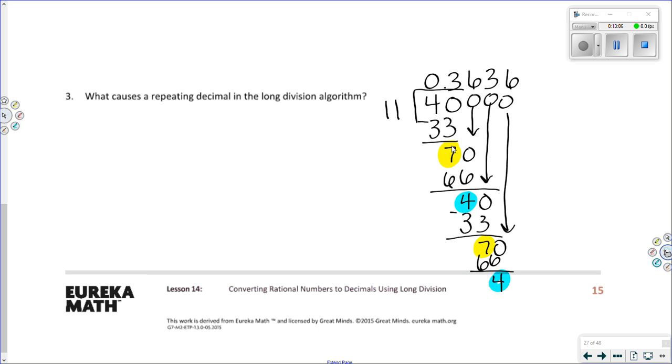The pattern of the subtraction is what creates that repeating decimal. Because when we have that pattern happen over and over and over, we end up with a pattern up above in our decimal, because it ends up dividing the exact same way every single time.